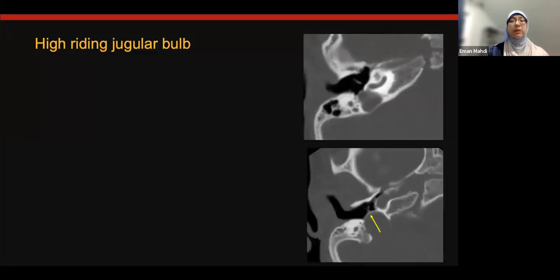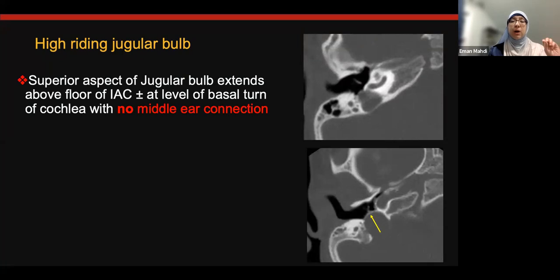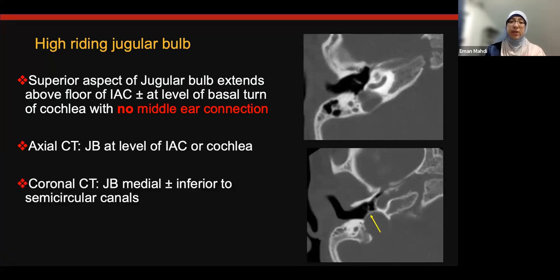So that concludes the cholesteatoma. Other entities that can affect the middle ear cavity is a high-riding jugular bulb, related to just elevation of the superior aspect of the jugular bulb to the level of the basal turn of the cochlea, but there's no clear middle ear connection.